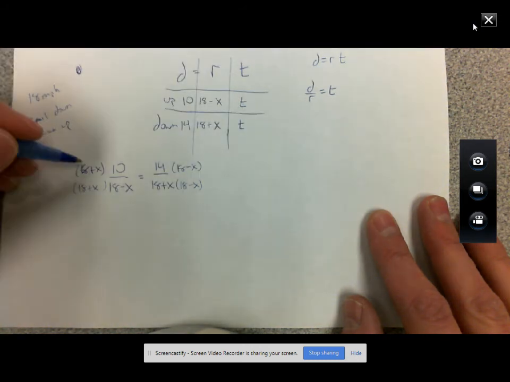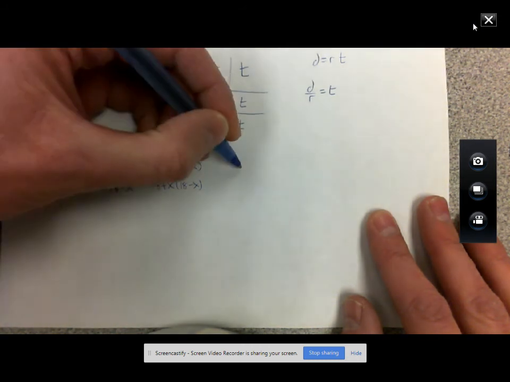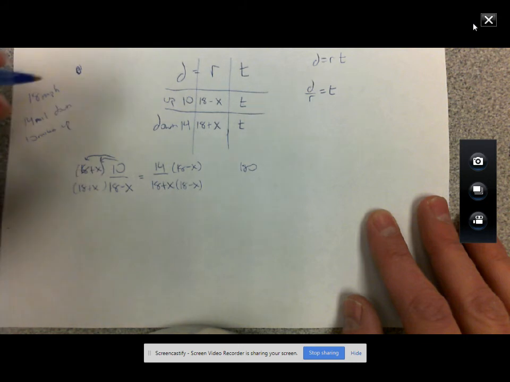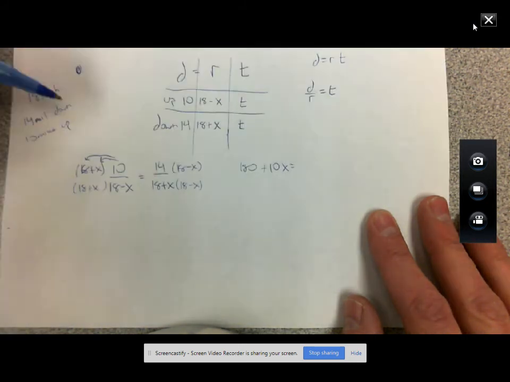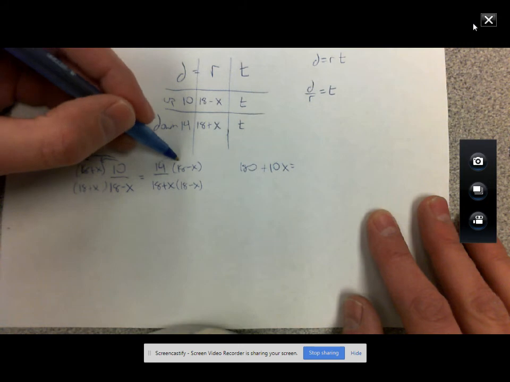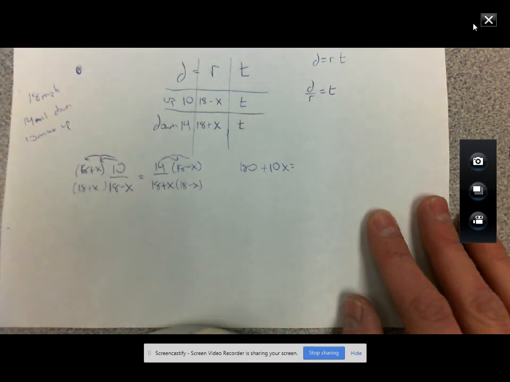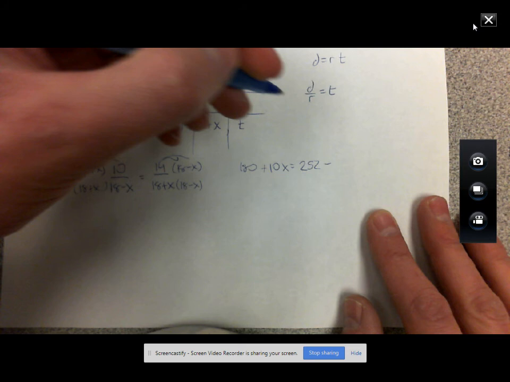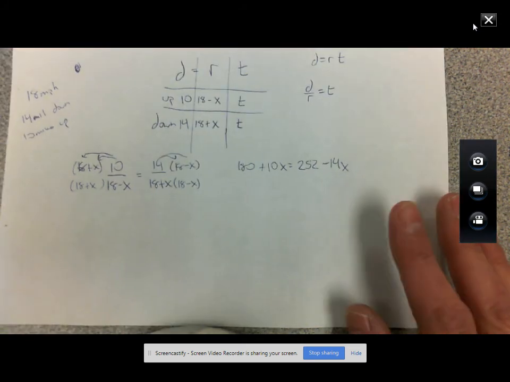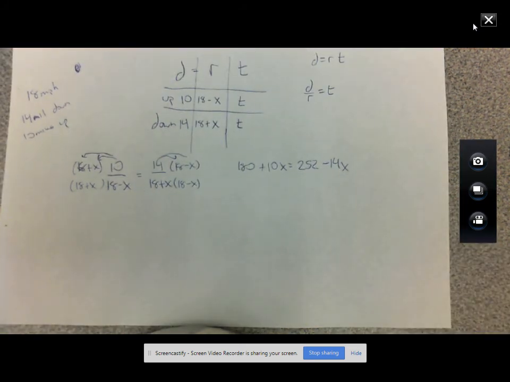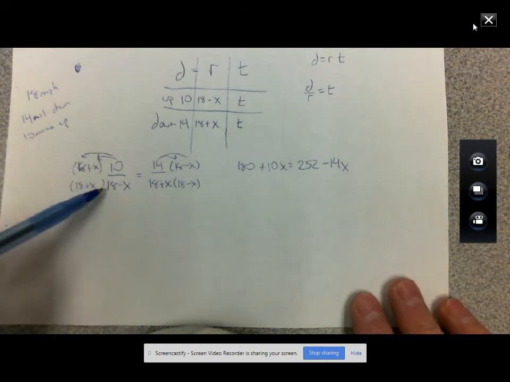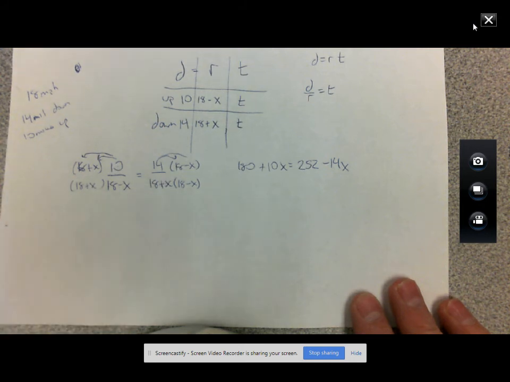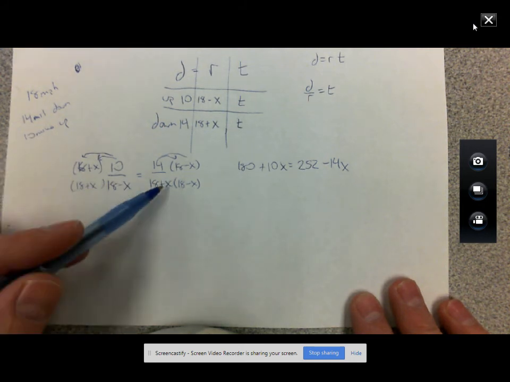If I distribute through the parentheses here, I'd get 180, 10 times 18, plus 10x, 10 times x, equals, distribute here as well. 14 times 18 is 252 minus 14x. Hey, no squares! I don't have to solve a quadratic in this case. Because the denominators are equivalent here, I don't have to worry about solving for x in the denominator. We know they're the same because it's the same factors.